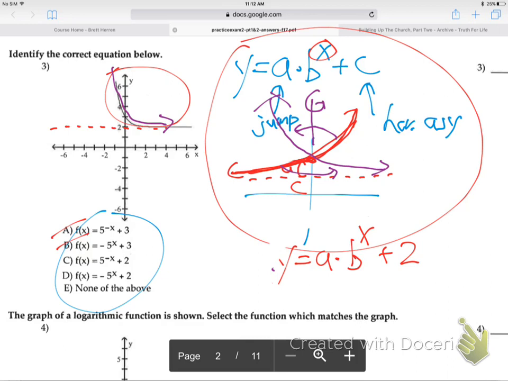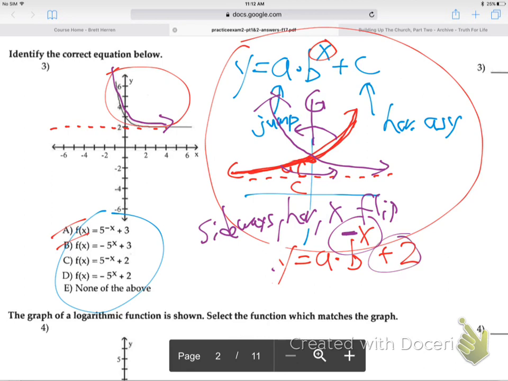It's a sideways flip. So let me just write that. So it's a sideways horizontal X flip. So that means negative on the X, doesn't it? Instead of negative in the front. Negative on the A in the front would mean a vertical flip. But negative on the X is a sideways flip. So we're looking for something with a negative X and a plus 2. So that's C, isn't it? A negative X and a plus 2. Good on that?